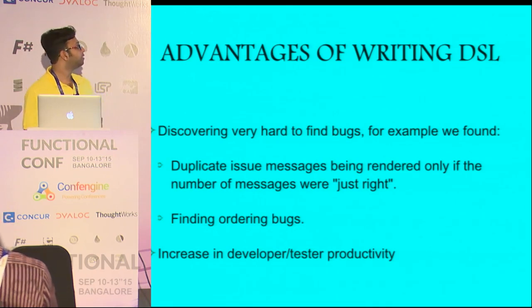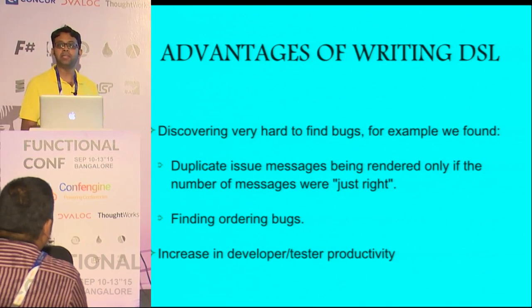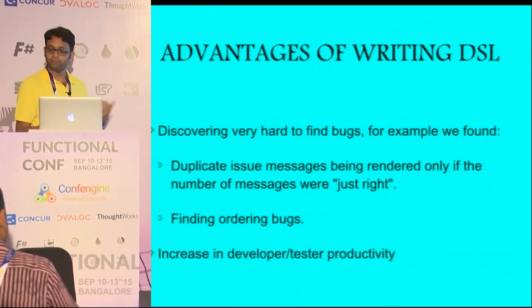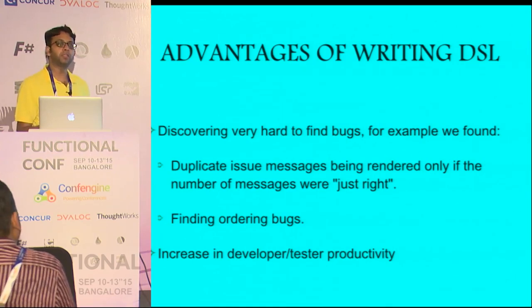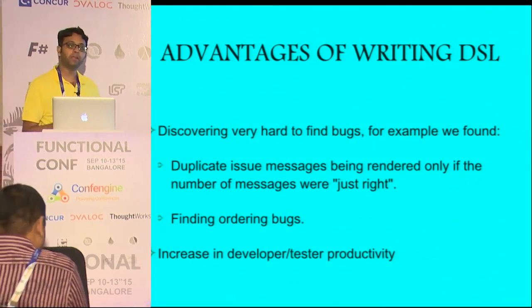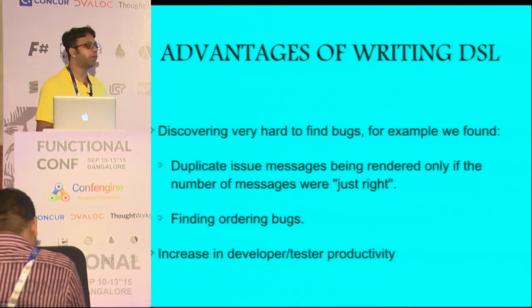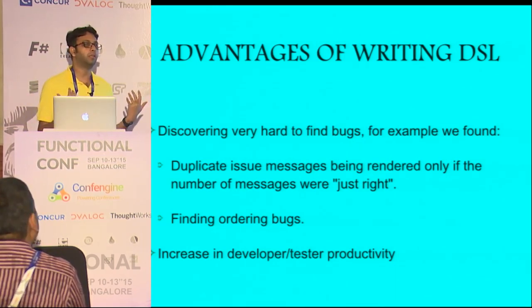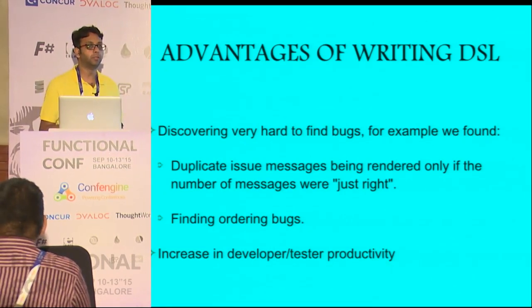So what are the advantages of writing a DSL? It helps in finding really, really hard to find bugs. For example, we found duplicate issue messages where the order needs to be just right to find it. Finding ordering bugs is something that we found. And it increased the productivity of a developer and tester because I could share this code and directly say, this is how you can reproduce the bug.